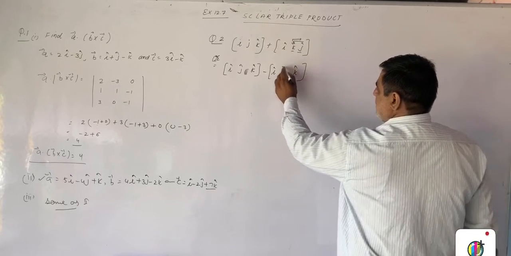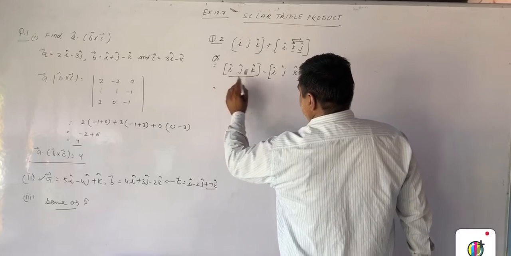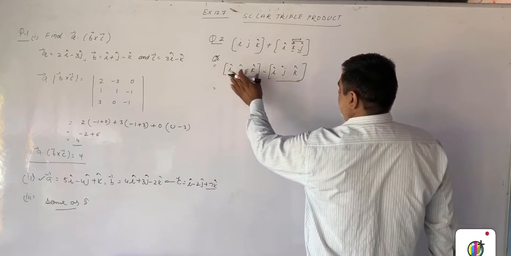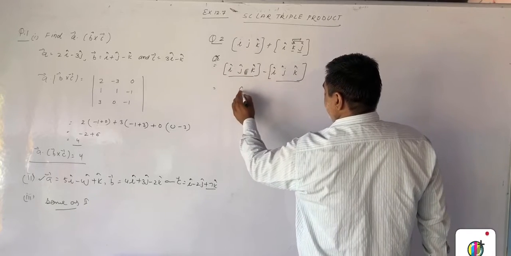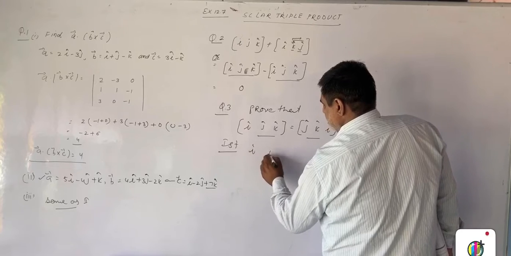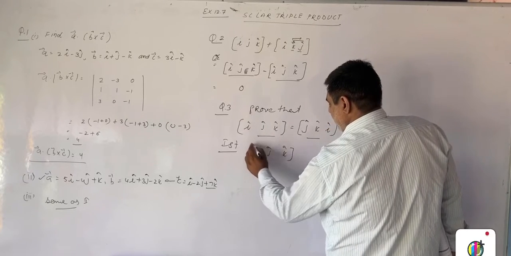Now this became j and this is k. Now we solve this vector triple product. This is the same vector as this same vector. Now we solve these. This vector minus this vector we get 0. Hence the result: i, j and k. Now the triple product of these vectors.